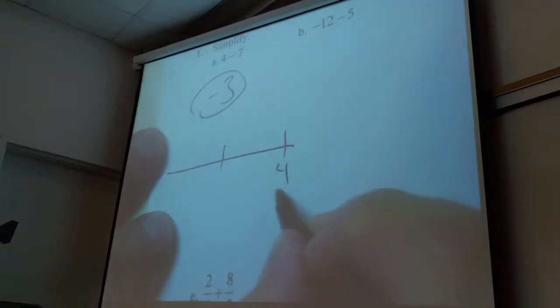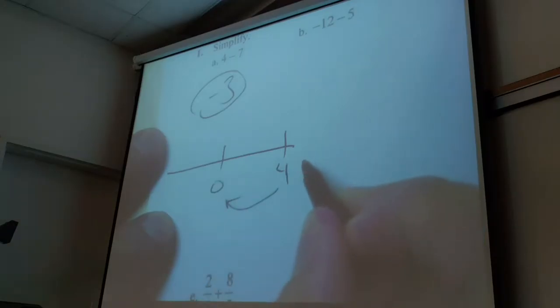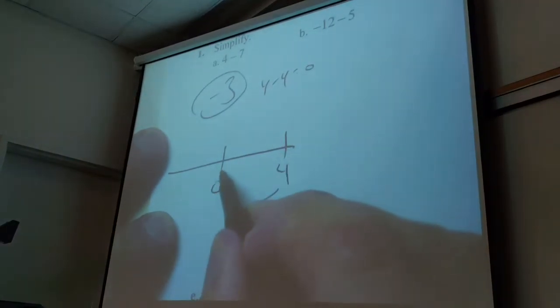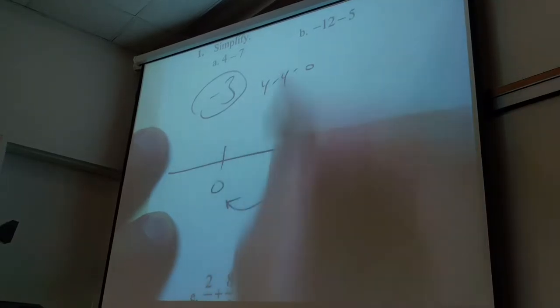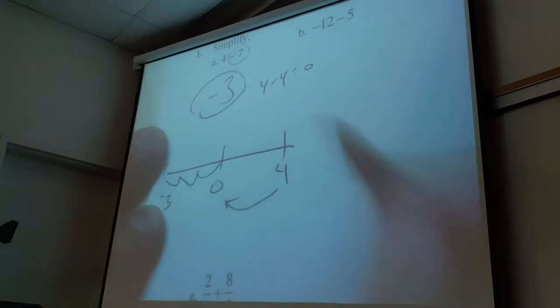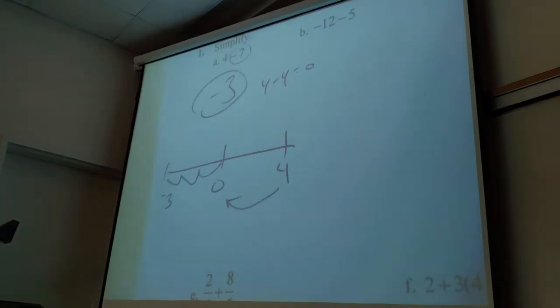How far is it to get a zero from four? Four. So 4 minus 4, of course, is 0. So if I go 4 steps down, that gets a 0. How many more steps do I have to take? 3. 1, 2, 3. So that's why it's negative 3. You can think about it like that.